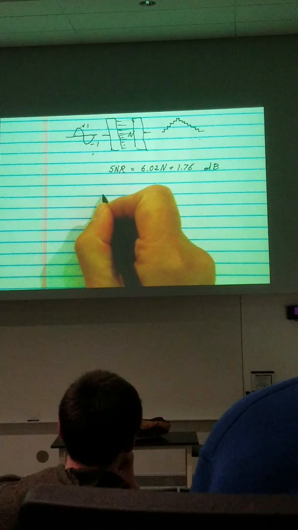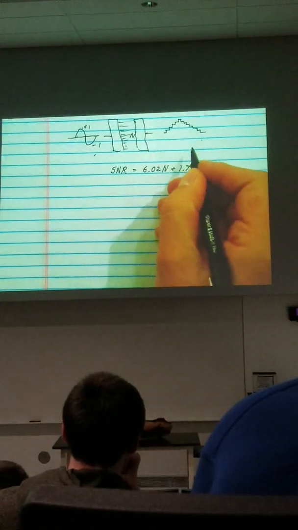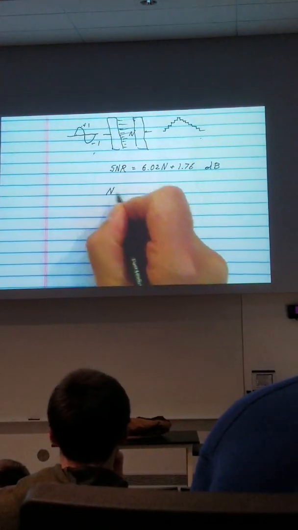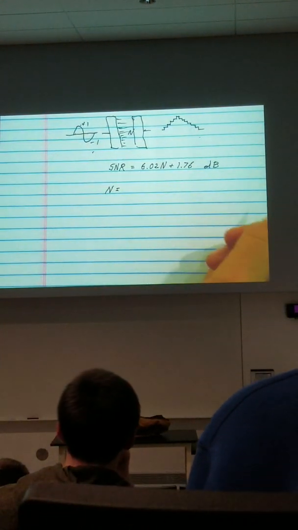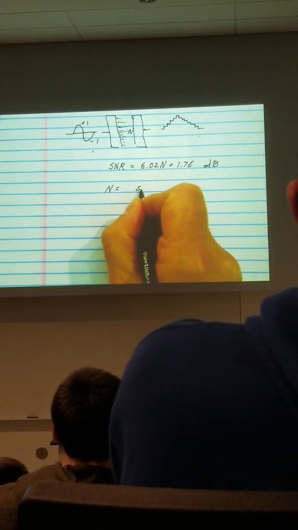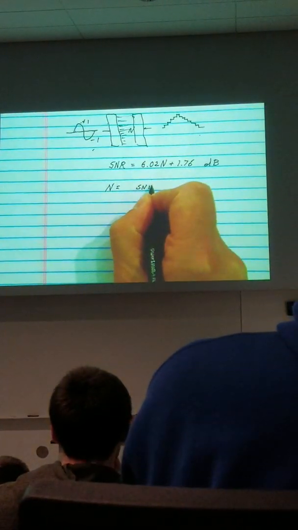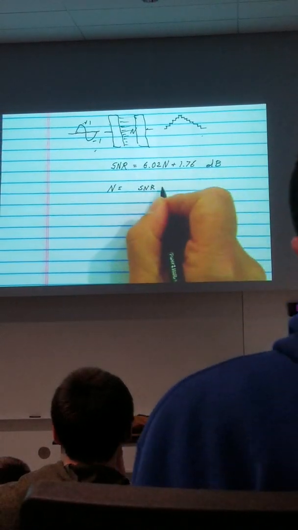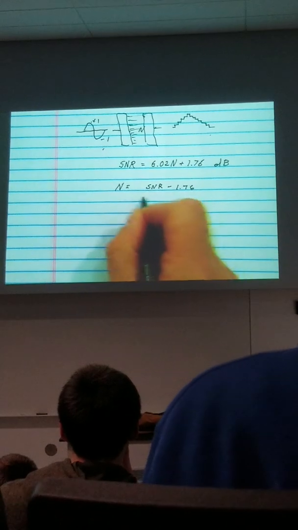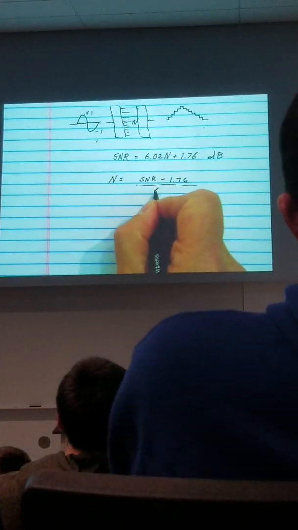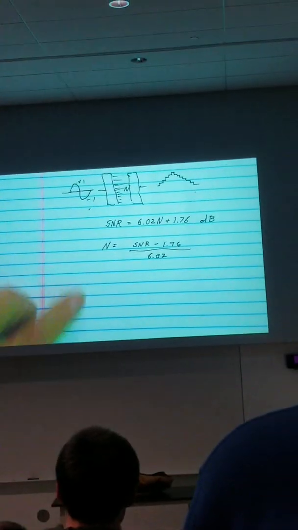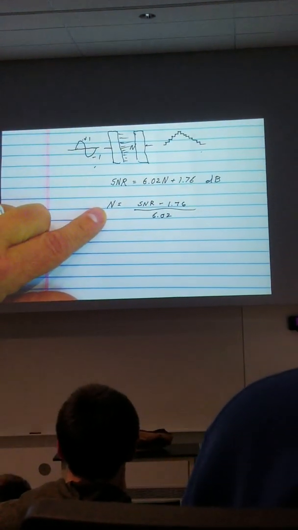So it's pretty common that what we measure is the signal at the output, and then we say N equals the signal to noise ratio minus 1.76 all over 6.02. And in a perfect world, N is the number of bits in the converter.